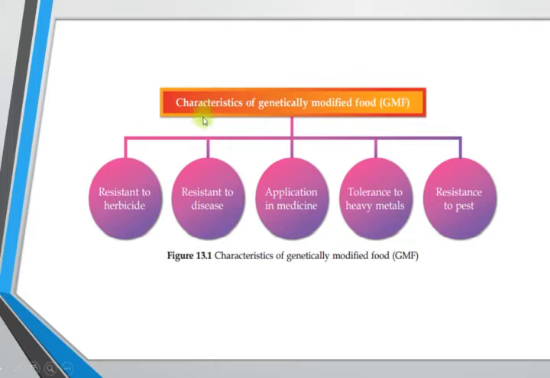Alright, so let's go to the characteristics of genetically modified food. The characteristics of GMF: first, resistance to herbicides. What is a herbicide? A herbicide is a chemical, or a substance, that kills plants, especially weeds. So it will kill the unwanted plants, such as weeds.